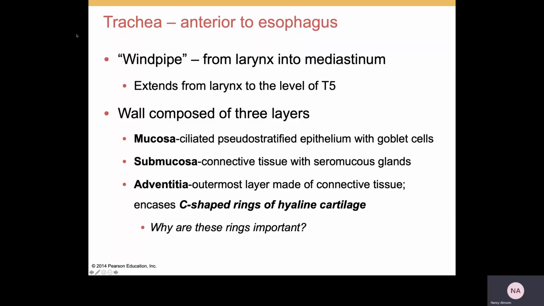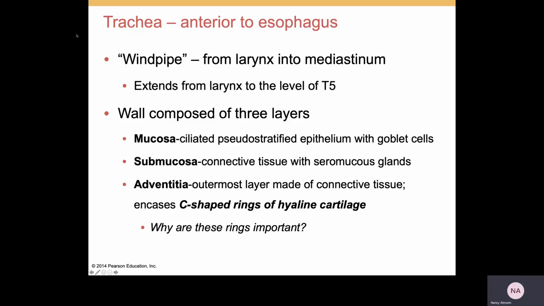The trachea is anterior to the esophagus, and please never, ever, ever call it the windpipe going forward. Calling it the windpipe makes you sound like you are uneducated, and we are anatomists and healthcare professionals, so use the term trachea. It is going to extend from the larynx to the level of approximately T5.